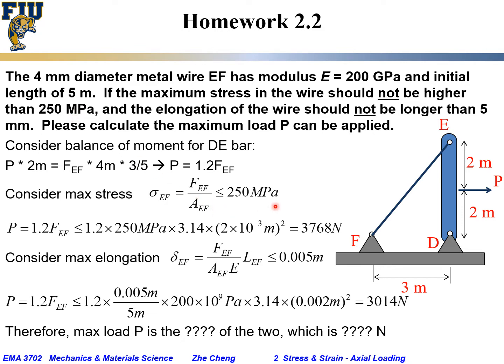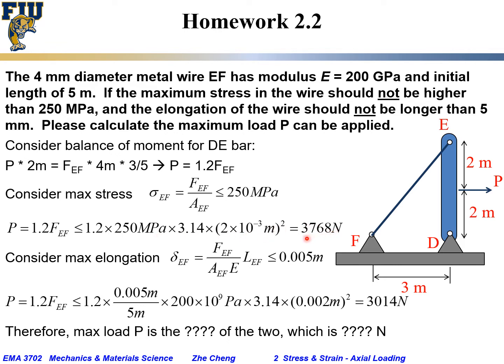So as a result, we would have P equals 1.2 of FEF, and FEF we said should be equal to or smaller than AEF times 250 megapascal. AEF would be pi r square, and what is our radius? We said 4 millimeter diameter, so radius would be 2 millimeter. Our millimeter is 10 to the power of -3 meter, squared, and then don't forget megapascal is 10 to the power of 6 pascal. Pascal times meter square gives us Newton.